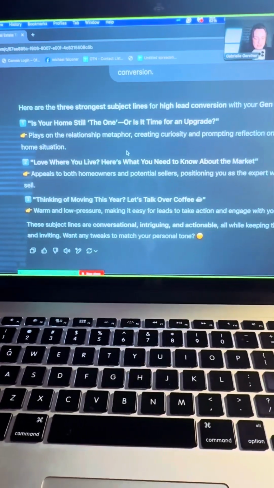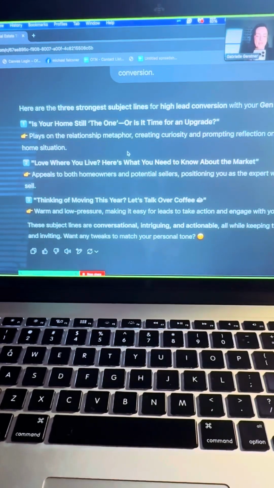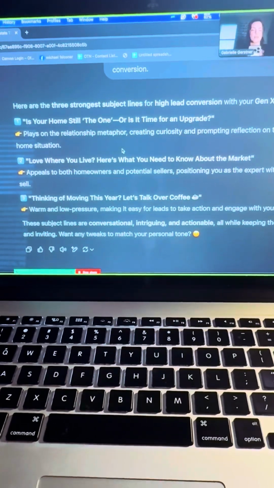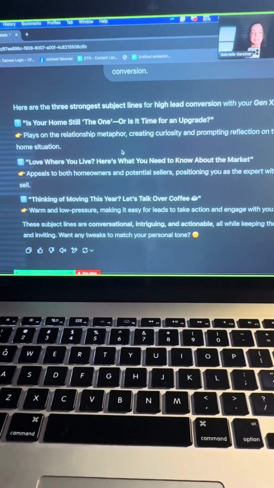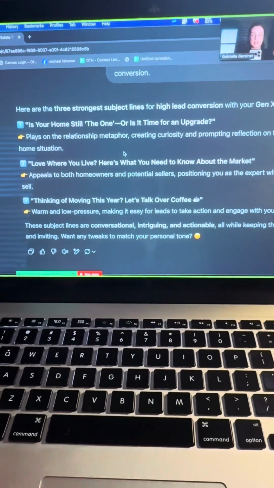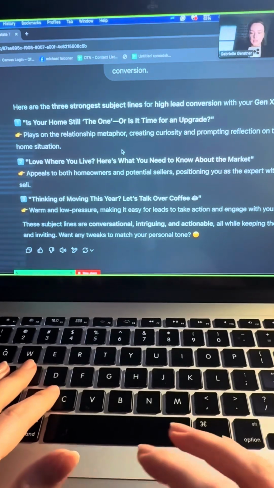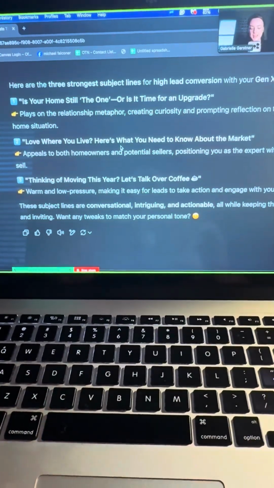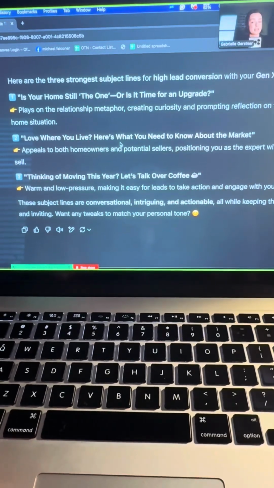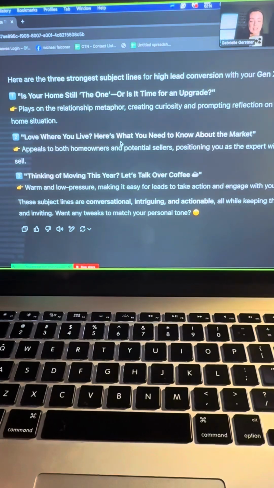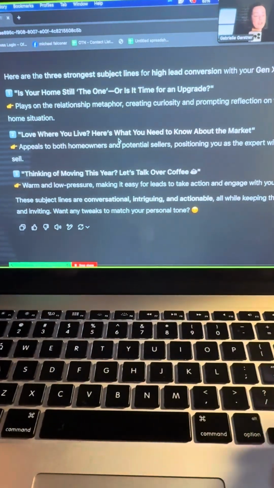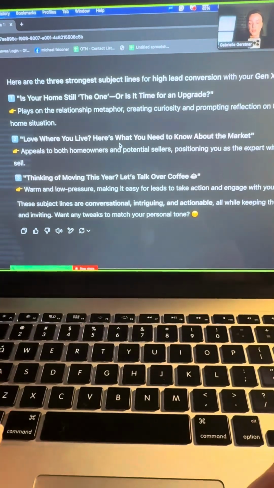Love where you live. Here's what you need to know about the market. That one's very strong for people who would want that market update. If you're heavily leaning into the market update, that one's good. That's for the people who are really thinking about buying and they're like, thank you, yes, this is what I want. Thinking of moving this year, let's talk over coffee. That one's very direct. There are no Valentine's Day vibes there. It is low pressure, and getting a coffee is kind of Valentine's Day-y, but very professional.